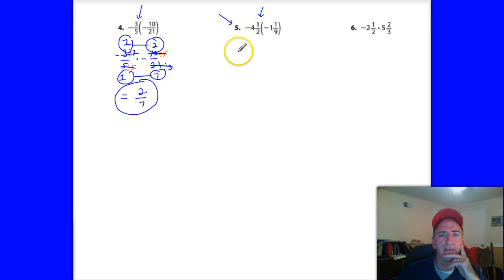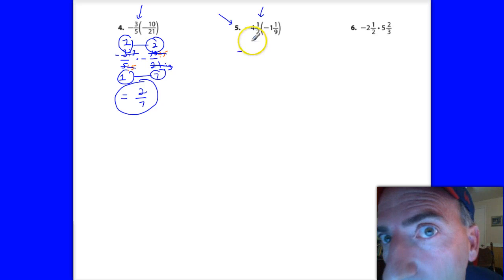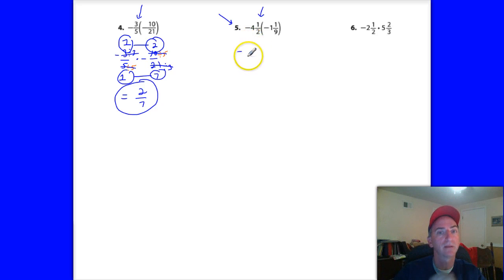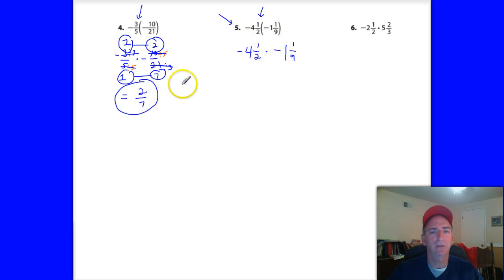Let's recopy it underneath, because on your homework you're going to copy the question down, right? Yes. Copy it on your paper. -4 and 5/... That means times. It's touching a parenthesis, so it means multiply times -1 and 1/9. Without a calculator, we can't really multiply that, and you need to be able to without the calculator.